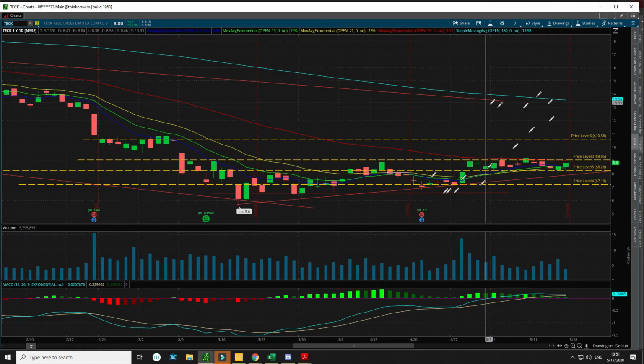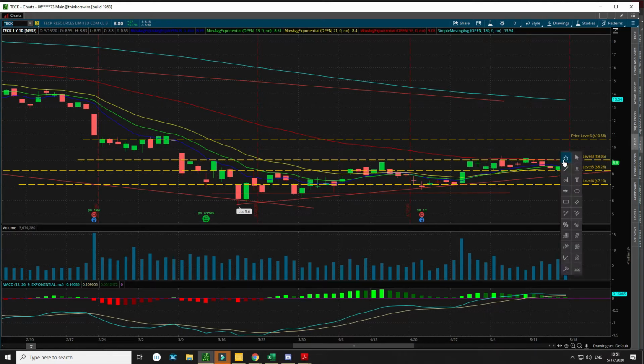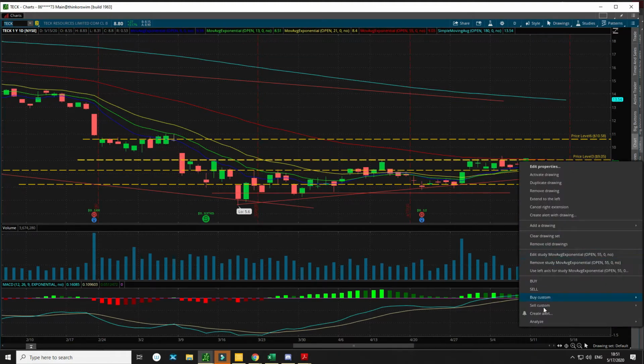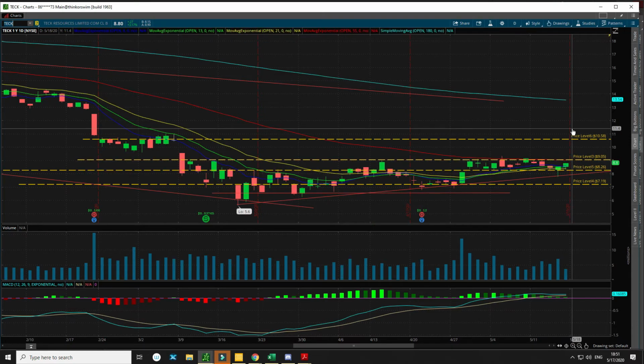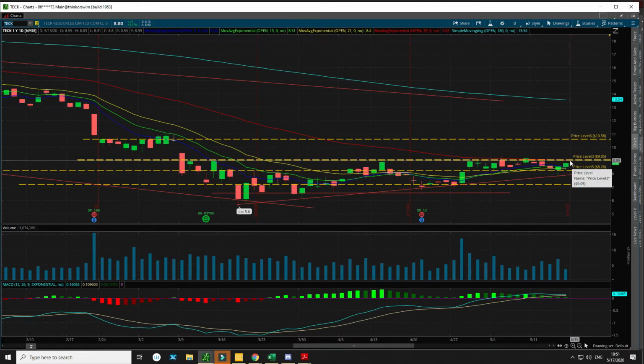So now what I want to do is I'm going to set an alert for this one. Right here. So right click, create alert. I want to be notified when this stock takes off, so it's going to notify me. So I'm going to go ahead and write this stock down as well.